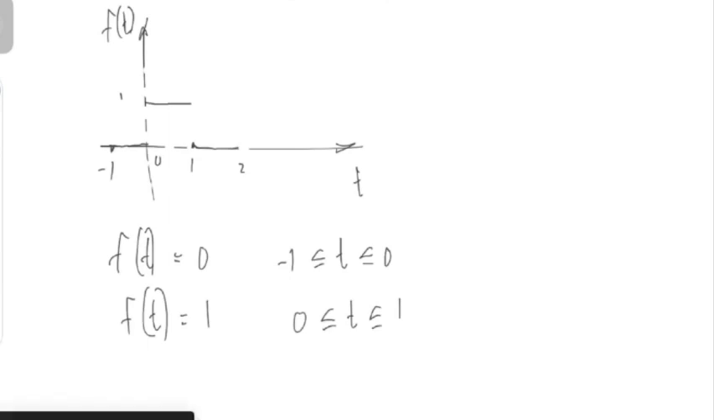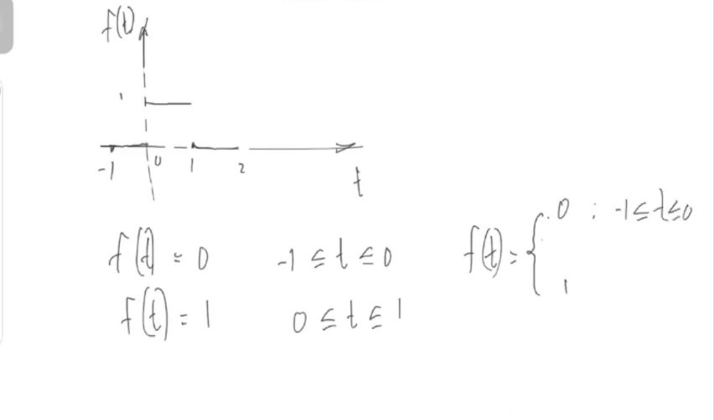combined into one. Pwede mong gawin ganito na lang yan eh. The function of t is equal to ganon. Ito ay 0 and 1. Dapat ganyan ginawa ko sa inyo para nag-isip kayo. Kailan 0? That is -1 to 0, then it is 1 from 0 to 1.